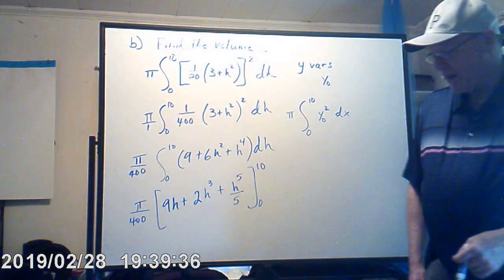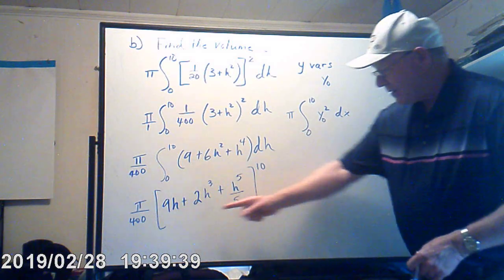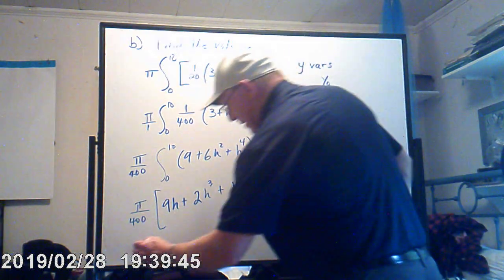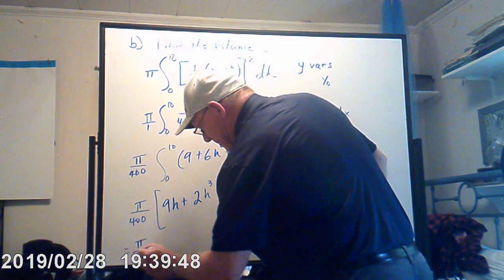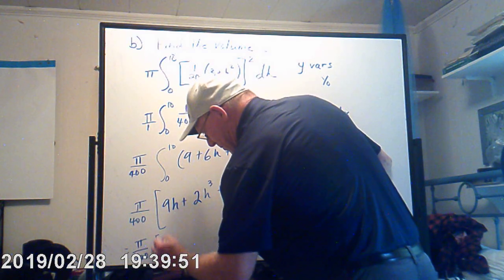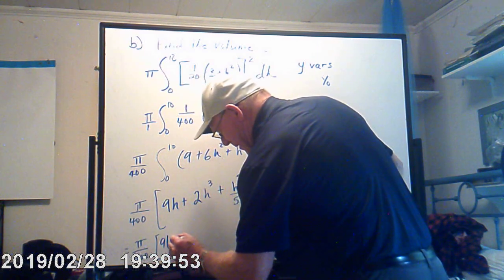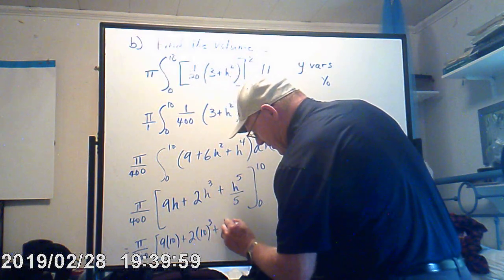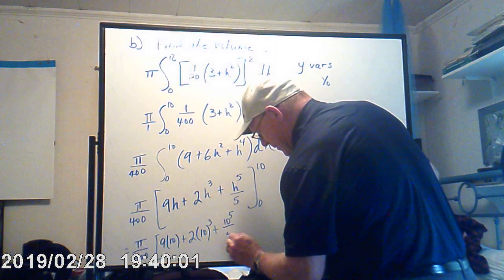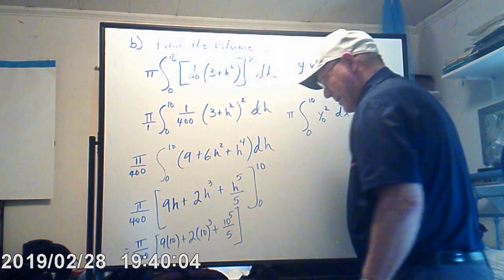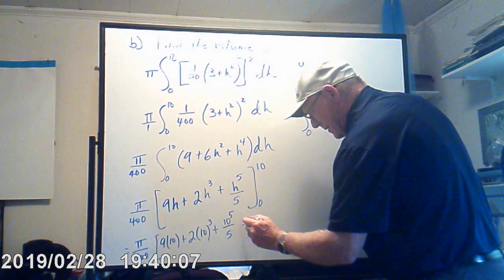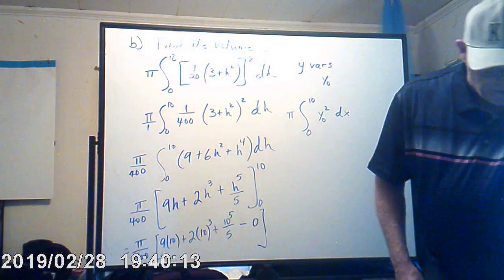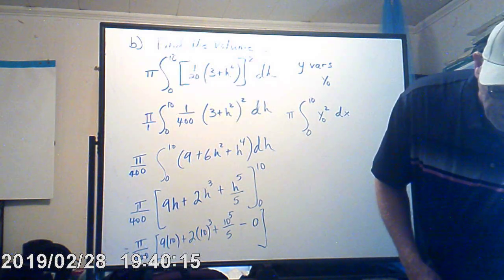We know that the 0, everything is h here, so that's going to subtract off. But here we go with this, pi over 400. And I'm just going to get so far with this. So 9 times 10 plus 2 times 10 cubed plus 10 to the 5th over 5. And then, of course, if you want to, you might want to say minus 0, for good measure.